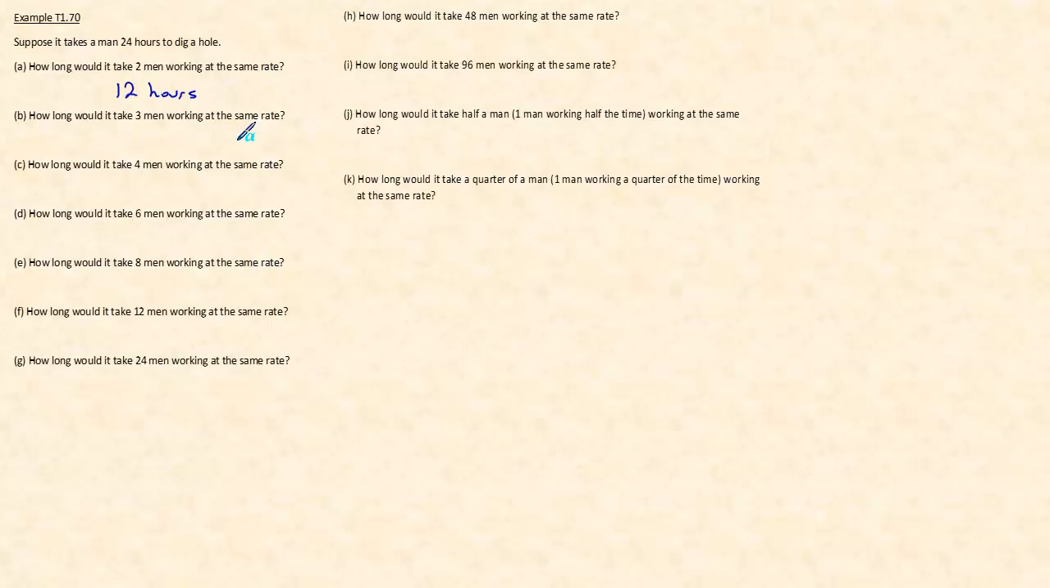Three men working at the same rate, therefore, would be 8 hours, 24 divided by 3. Four at the same rate would be 6 hours. Six men would take 4 hours. 8 men, 24 divided by 8, that gives us 3 hours. 12 men would take 2 hours. 24 men would take 1 hour.